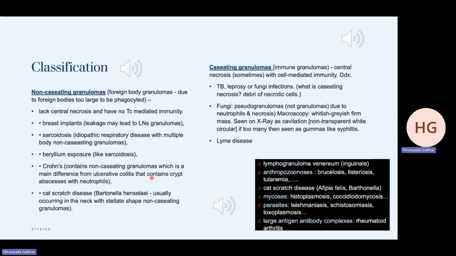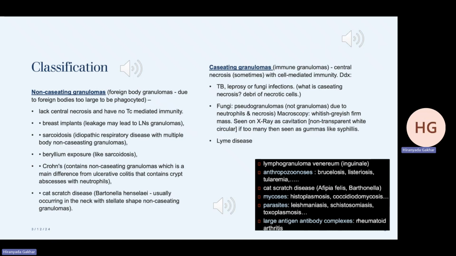disease and ulcerative colitis, because in Crohn's disease you have non-caseating granulomas, but in ulcerative colitis you see crypt abscesses with neutrophils. So you don't see granulomas, you don't see that macrophagic epithelioid structure. What you see are abscesses with neutrophils, so polymorphonuclear leukocytes, sorry. And then it is also seen in cat scratch disease, wherein you see these granulomas which are stellate shaped in your neck region. The next category of granulomas is the caseating granulomas.